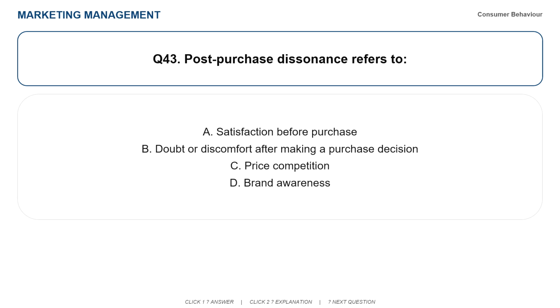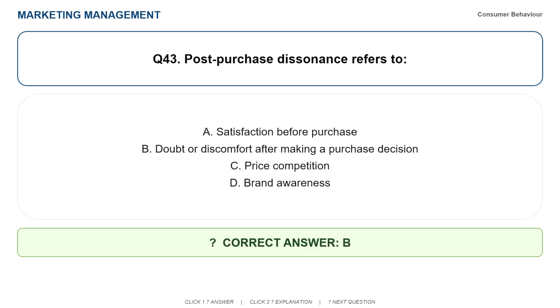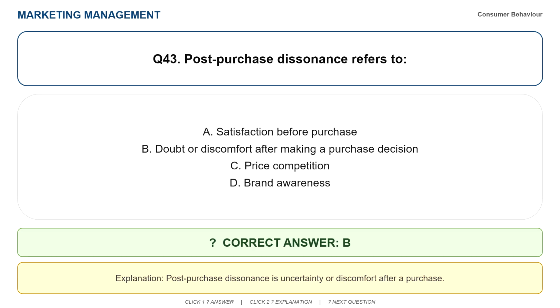Question 43. Post-purchase dissonance refers to. Option A, satisfaction before purchase. Option B, doubt or discomfort after making a purchase decision. Option C, price competition. Option D, brand awareness. The correct answer is B. Explanation. Post-purchase dissonance is uncertainty or discomfort after a purchase.